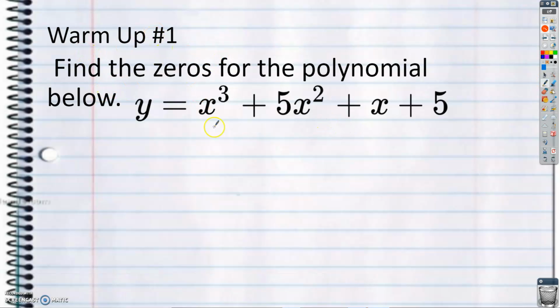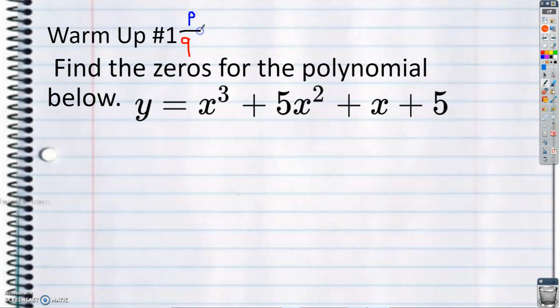Warm-up number 1. Find the zeros for the polynomial below. So in order to find the zeros, we are looking for the x-intercepts. And so in order to do that, I'm going to use synthetic division and this idea of P over Q.